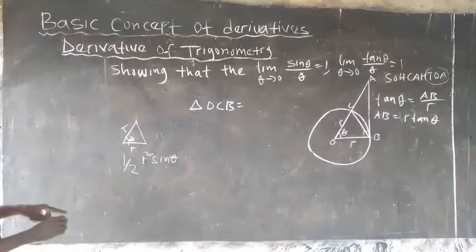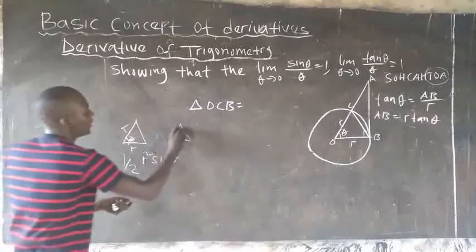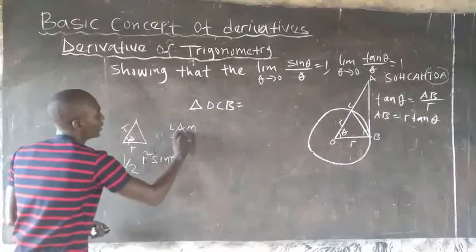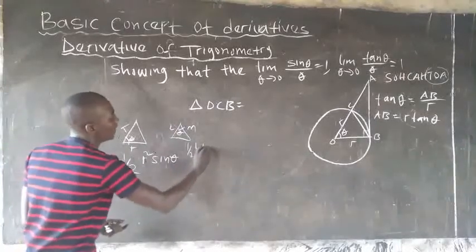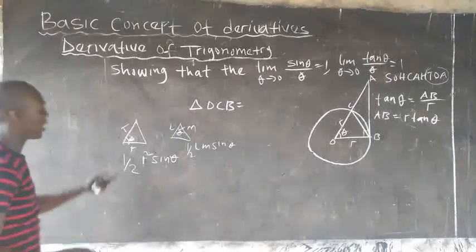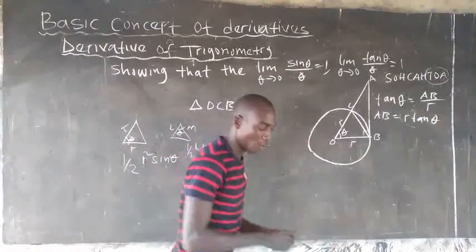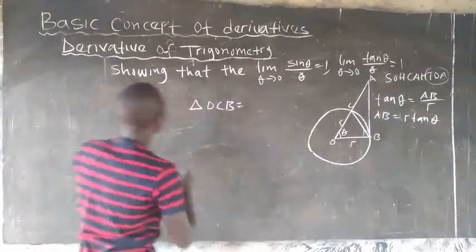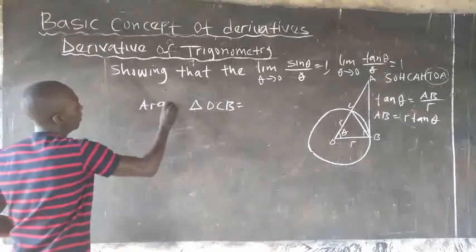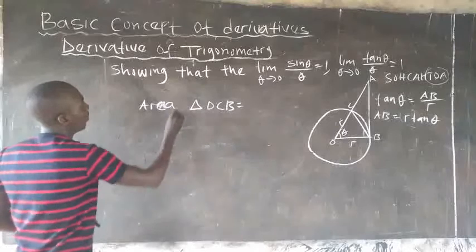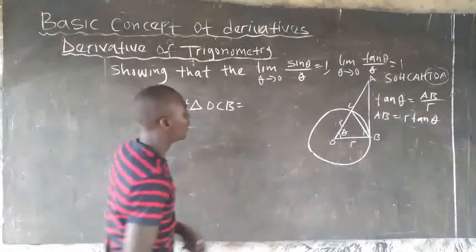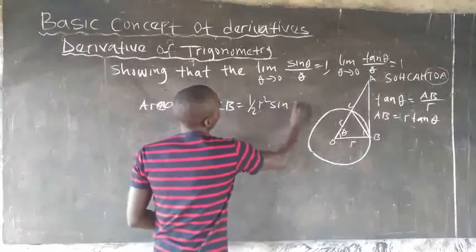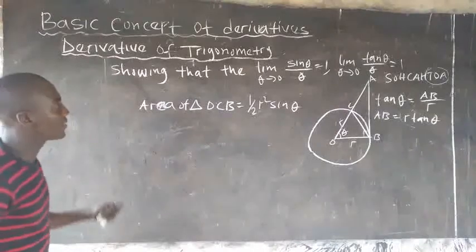Sine theta. It's just like when you have something like this: here you have your L, you have your M, and here you have your theta. So it will be half L M sine theta. So here I'm having R, so it will be half R. I mean the area of triangle OCB is half r squared sine theta.